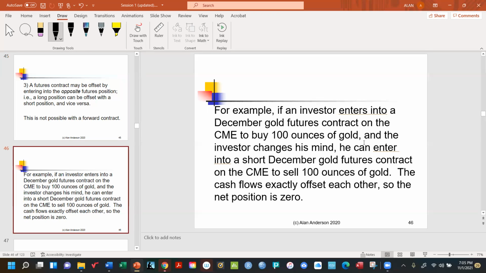Well, you do have a legally binding obligation to buy the gold, but what you can do is enter into a contract to sell gold, 100 ounces of gold in December. And so what that means is that the two contracts' cash flows exactly offset each other. So even though the contracts are both still active, your net position is now zero. Okay, in other words, no matter what happens to the price of gold, your long position and your short position will exactly offset each other.